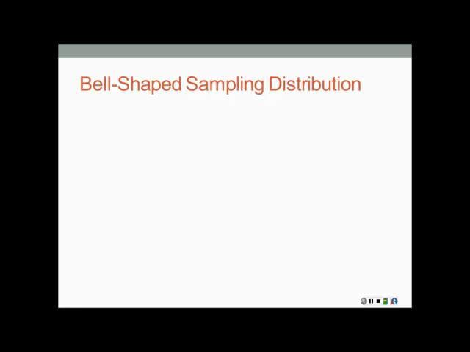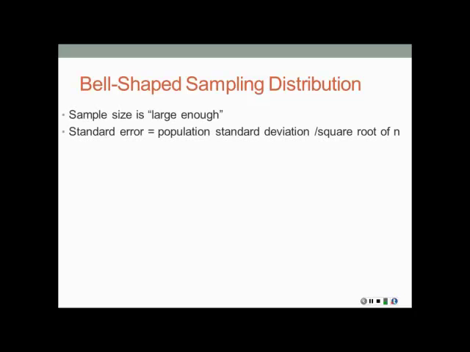For sampling distributions, I'll talk here mainly in terms of the distribution of x bar, but again, there will be other sampling distributions as we move forward. Remember that we'll have a bell-shaped sampling distribution if the sample size is large enough, and also remember that it's going to be narrower than the population from which it was drawn. The way you can measure that is to take the standard error: you take the population standard deviation and divide by the square root of n.